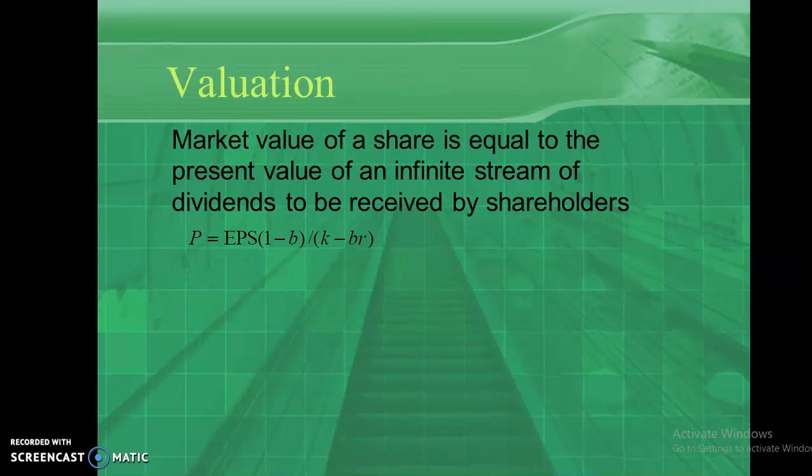This is Gordon's model. The market value of a share is equal to the present value of an infinite stream of dividends to be received by the shareholders. That's the value of the share. There is a formula used to calculate it: P equals EPS into 1 minus B divided by K minus BR.